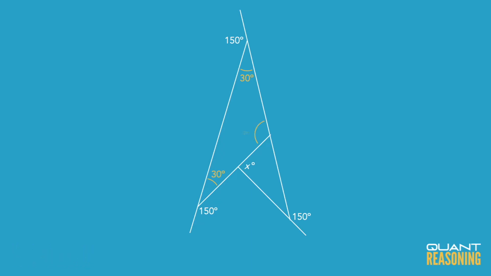That all leaves us with 120 remaining in that triangle, which then implies that the other side of that line is 60 degrees. Now this last remaining unknown angle is 30 because it's on the other side of the line from the 150, and that all leaves us with 90 degrees for x.